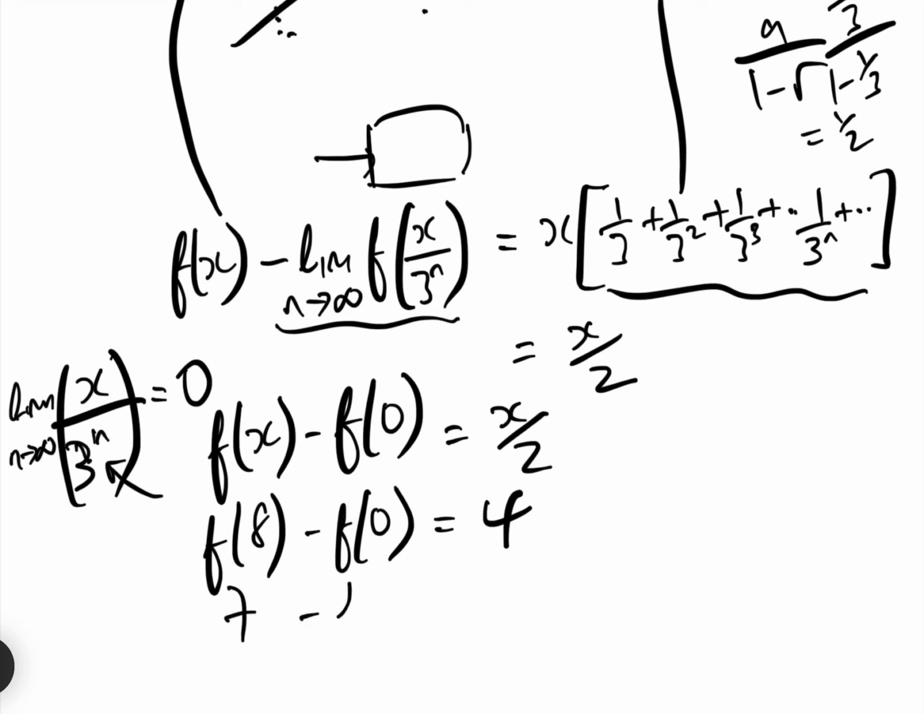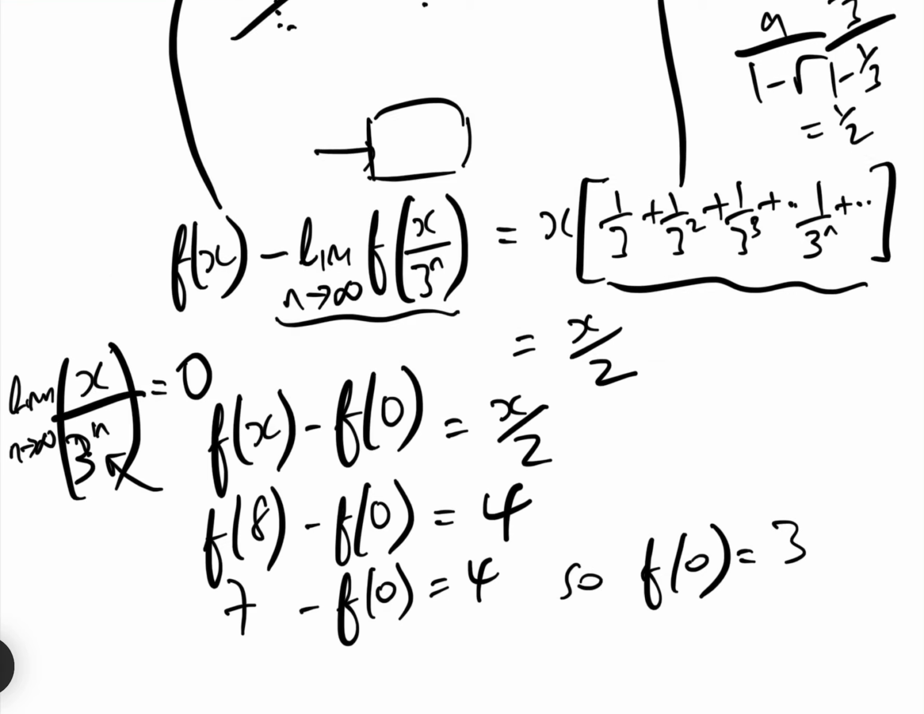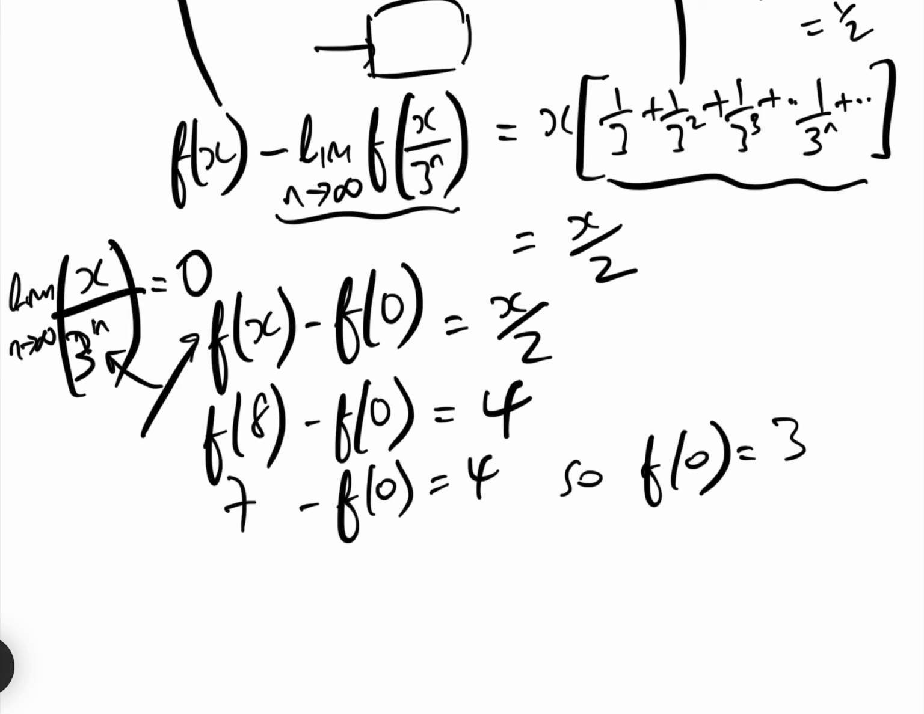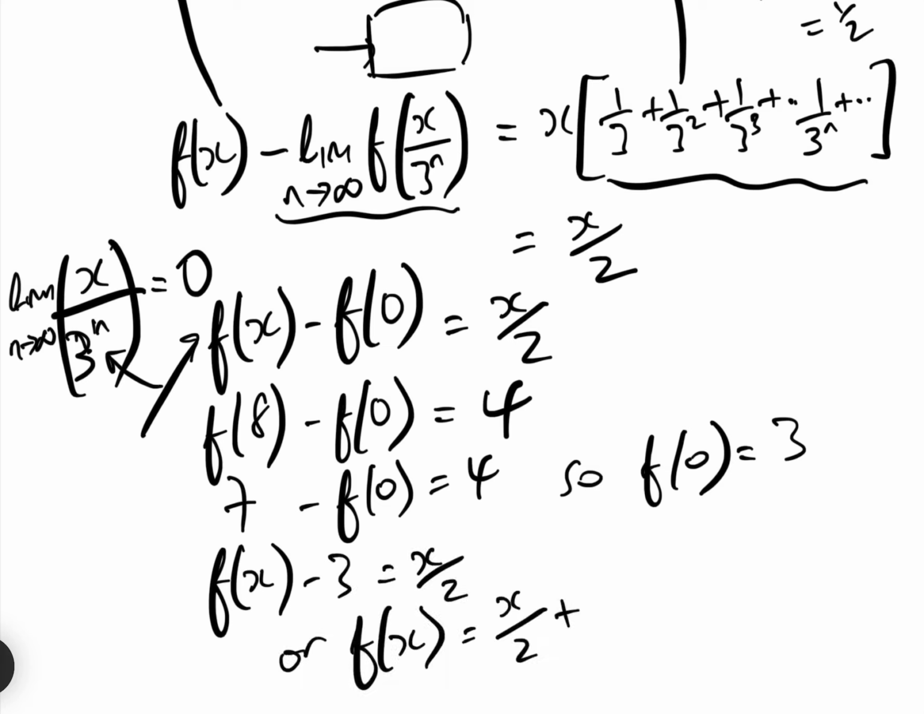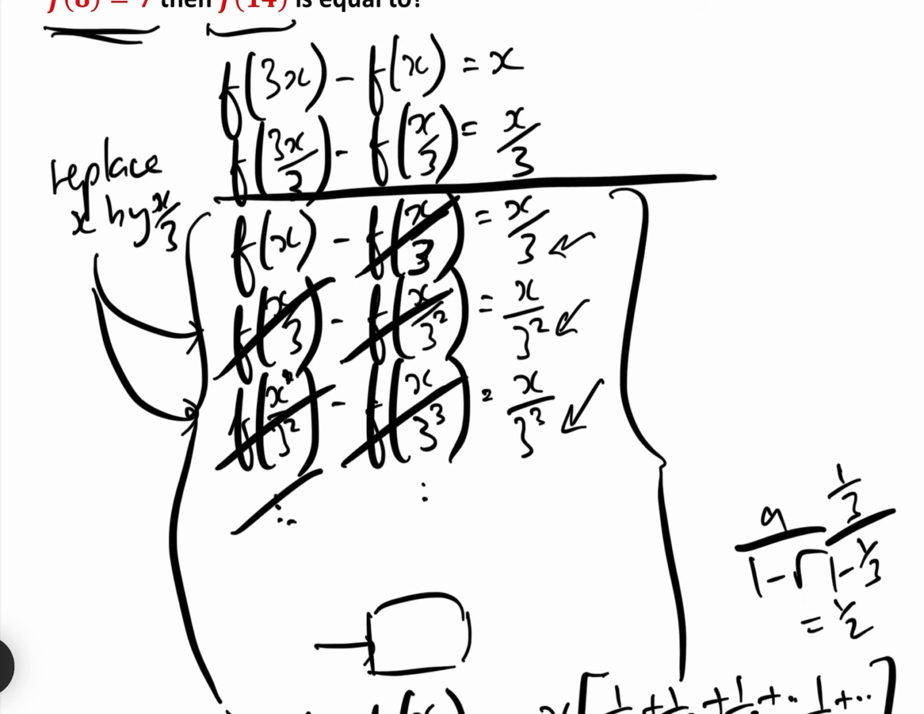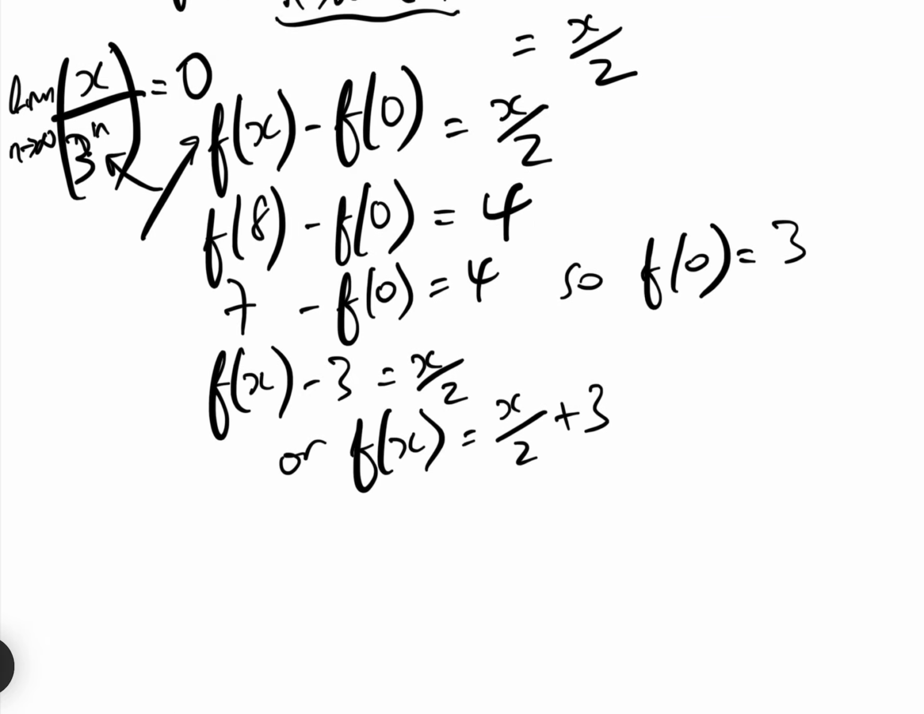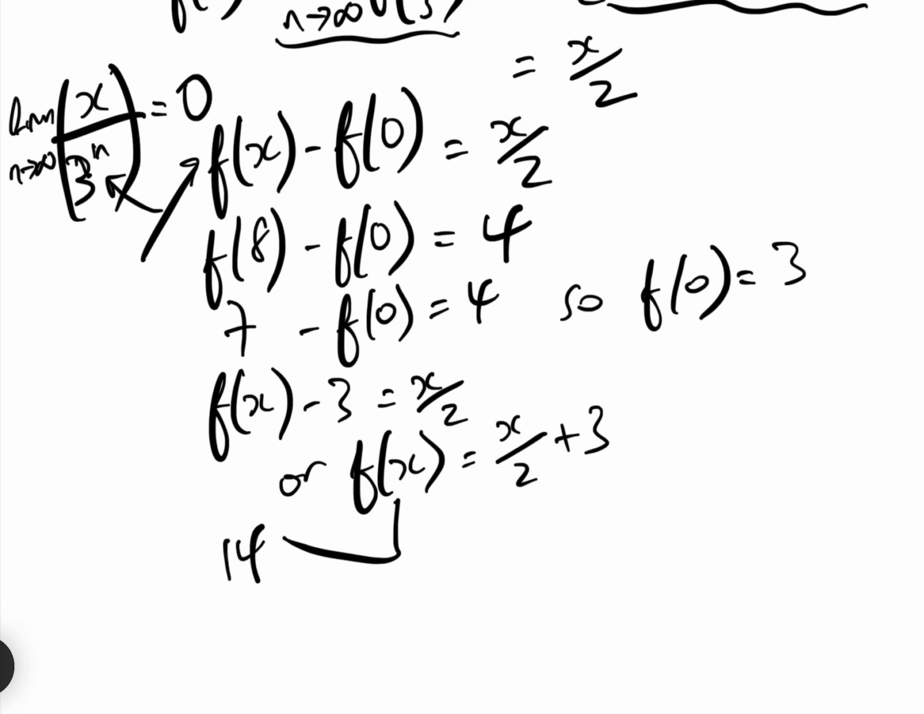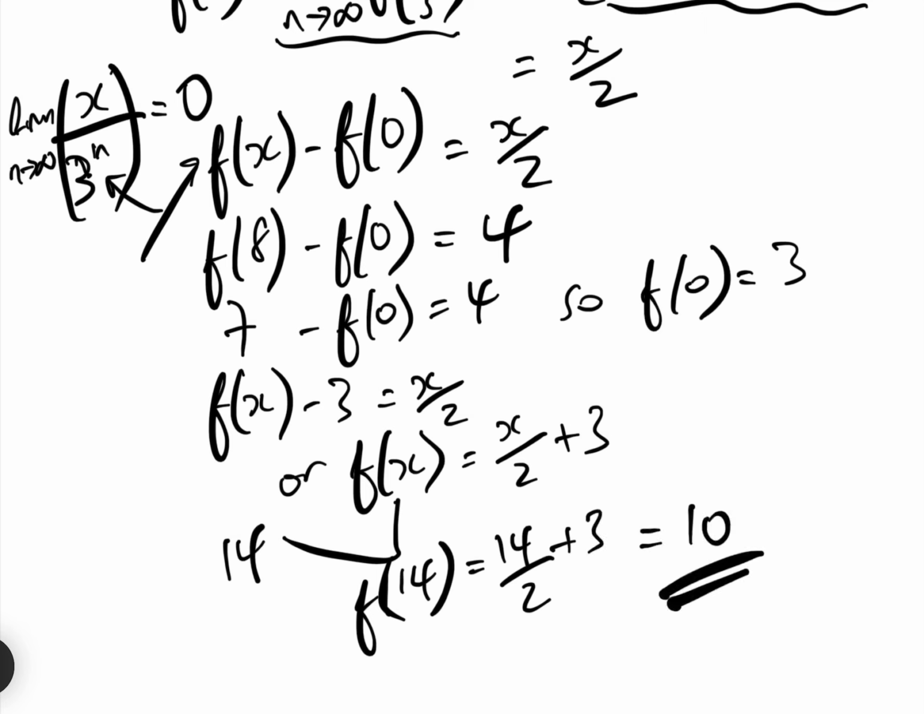And we know that f of 8 is 7. So therefore 7 minus f of 0 is 4. So f of 0 equals 3. And now we can rewrite that equation as f of x minus 3 equals x over 2, or f of x equals x over 2 add 3, and all we are asked to do in the question is what is f of 14. So all we need to do now is stick 14 in there, and we get f of 14 equals 14 over 2 add 3, which equals 10. It's a very nice solution to that question.